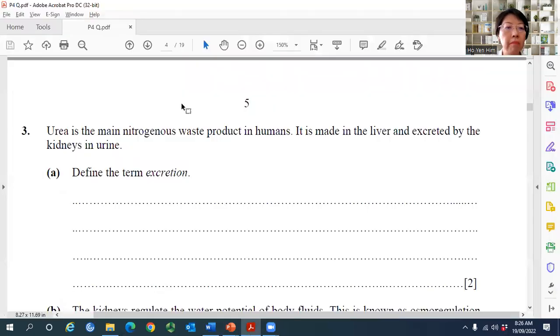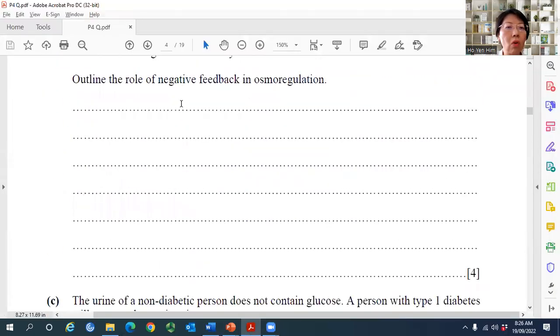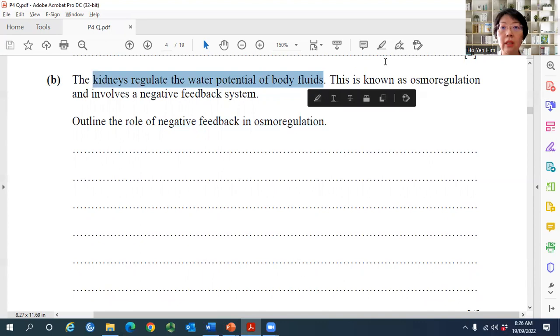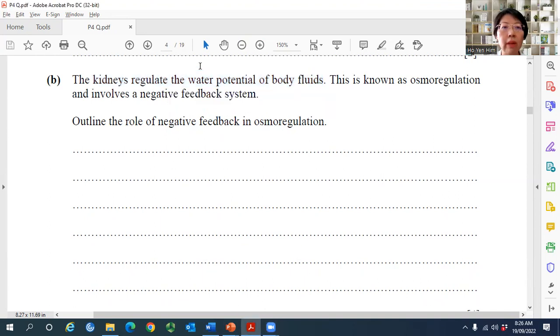Okay, so B, outline the role of negative feedback in osmoregulation. Kidney regulates the water potential of body fluids. So this one we have learned, the regulation of water potential is actually carried out by 2 parts of the kidney, right? Which is actually the DCT and collecting duct. Okay. But in your syllabus, you only learn collecting duct. You do not learn DCT.